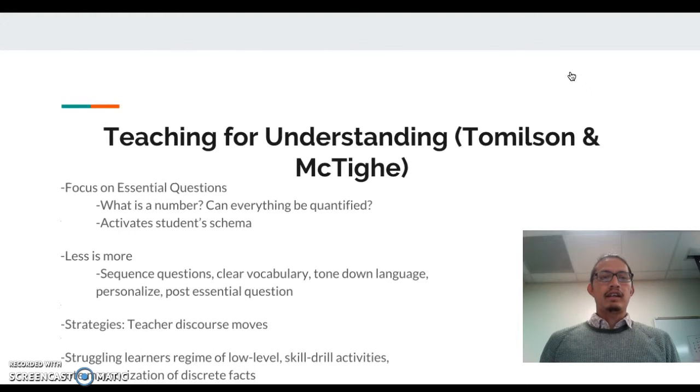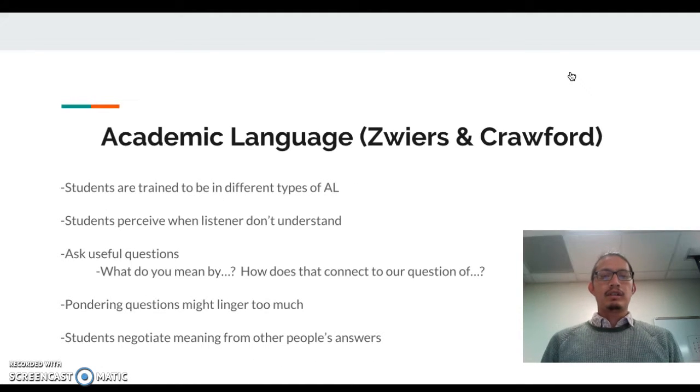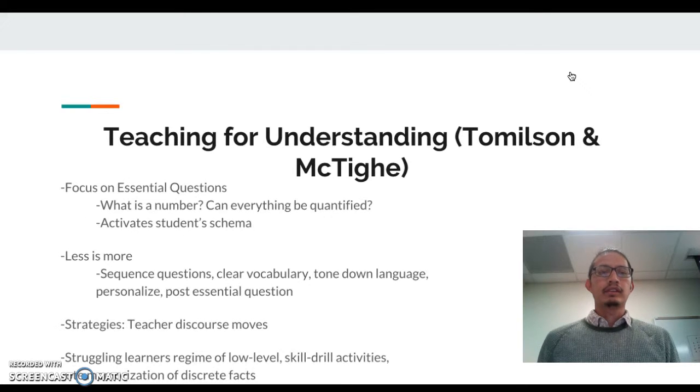So some of the strategies from Tomlinson and McTeague are teacher discourse moves, and from there I'm relating it back to how we move students in academic language to negotiate meaning from other people's answers. The questions that they must be answering, the focus or essential questions, need to be very focused, such as, what is a number? Can everything be quantified? And then we need to activate students' schema. So with those types of questions, less is more, and we need to sequence the questions, have clear vocabulary, tone down the language, personalize, and post the essential questions.